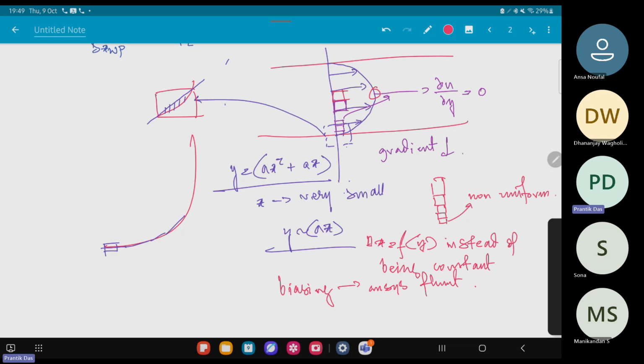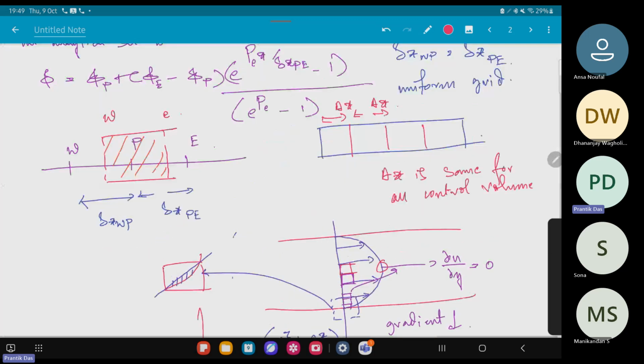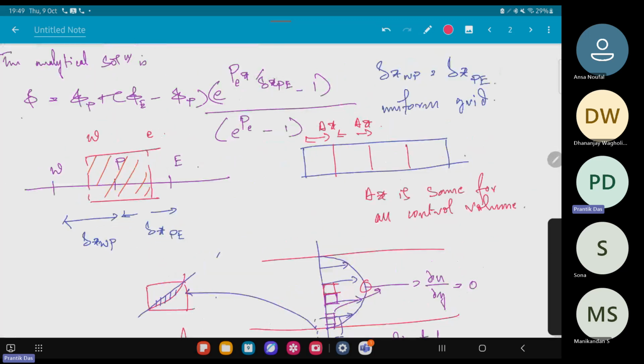If I go to this part, phi is basically equal to phi p plus phi e minus phi p, exponential of Peclet number times x divided by delta x, minus 1, divided by exponential of Peclet number minus 1. So here, this is not at point p, but here x equals 0 at point p.